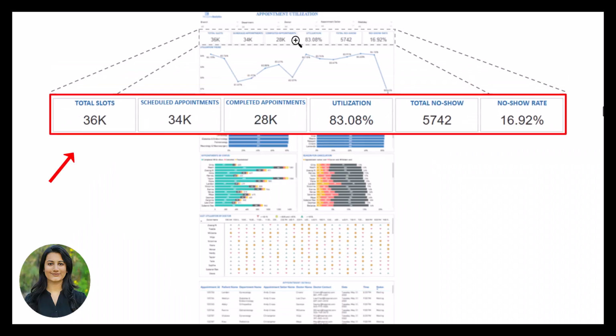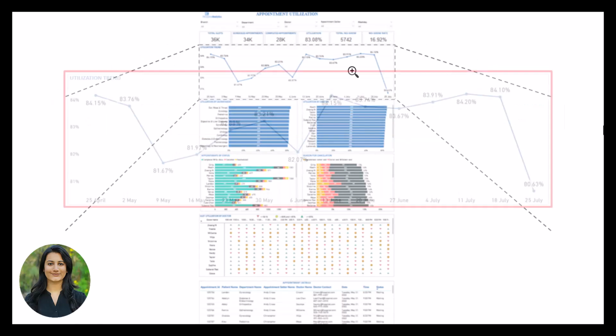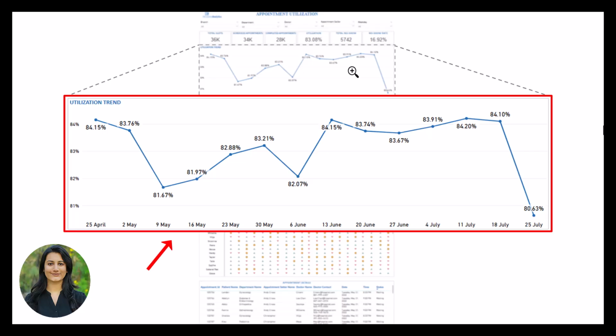At the top, we have the KPI section to have a quick snapshot of appointment activity. We can immediately see the total number of appointments, how many were completed, cancelled or missed, and what the overall utilization rate looks like. Right below that, we have the weekly trend of appointment utilization. This shows us how efficiently appointments are being used over time and makes it easier to catch any sudden dips.